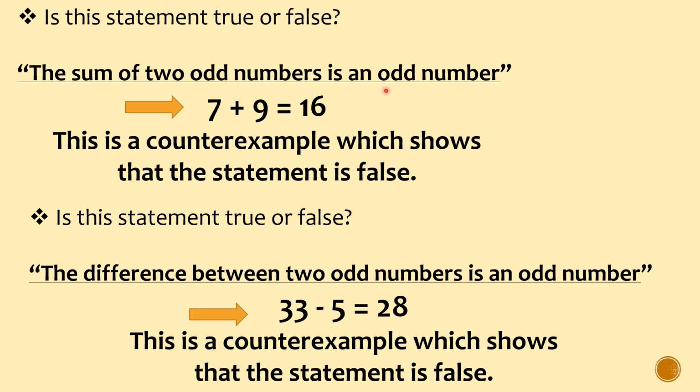Now let's add two odd numbers together. Let's add 7 and 9. They both are odd numbers. 7 plus 9 is 16. Is my answer an odd number? Is 16 an odd number? No, 16 is an even number. That means that the statement is wrong.